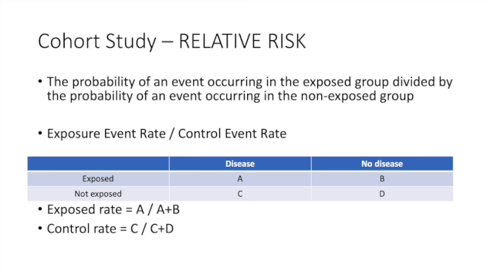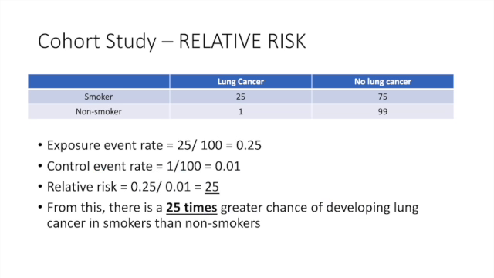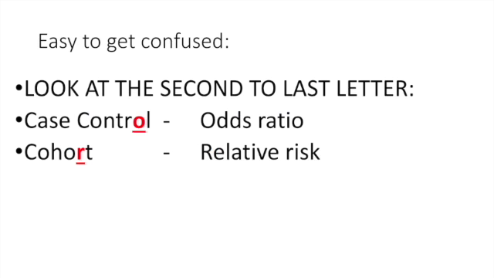Okay, so we've got our table up again, and we've done it here for a cohort study. We've got those who have lung cancer and those who've not got lung cancer, and then we can further divide those down into those who are smokers and non-smokers. So we can see the calculation here. Now this is just a made up study as always, just to illustrate this, and this shows that there is a relative risk 25 times greater of developing lung cancer for smokers compared to non-smokers.